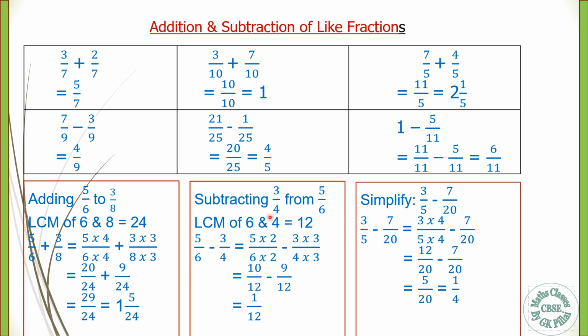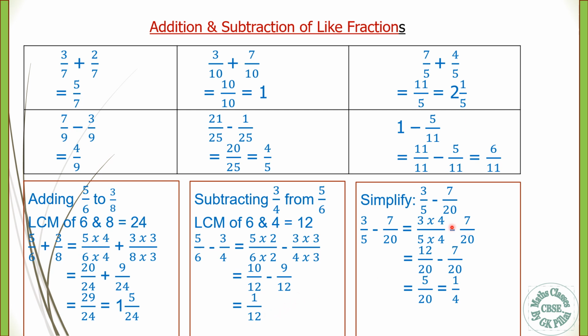Now subtracting 3 by 4 from 5 by 6. Once again the LCM of 4 and 6 is 12. So 5 by 6 minus 3 by 4 means we will make both the denominators same by multiplying the first one by 2 by 2 and the next one by 3 by 3. We are getting 10 by 12 and 9 by 12 and the final answer will be 1 by 12.